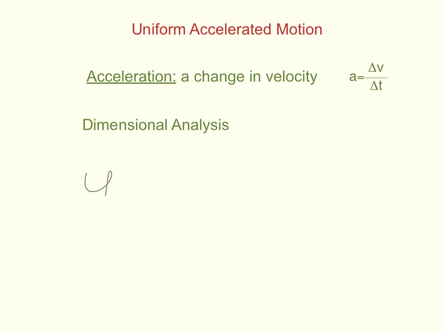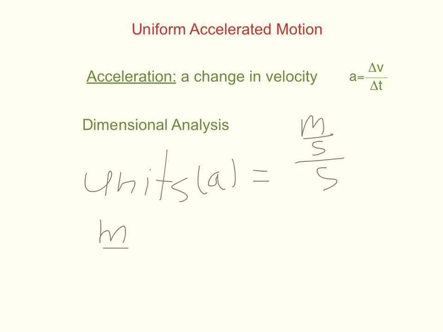Okay, so the units for acceleration will be equal to the units of velocity, meters per second, divided by the units of time, seconds. If I rewrite that, it becomes more obvious what we have to do here. When we're dividing by something, we keep the first thing, change the division to multiplication, and then flip the second thing that we're dividing by.